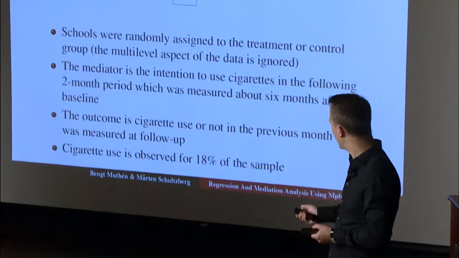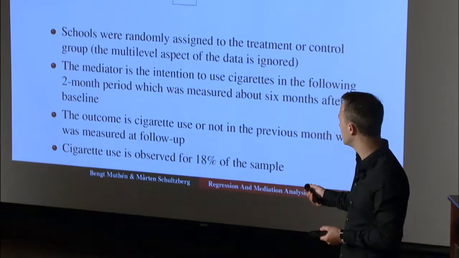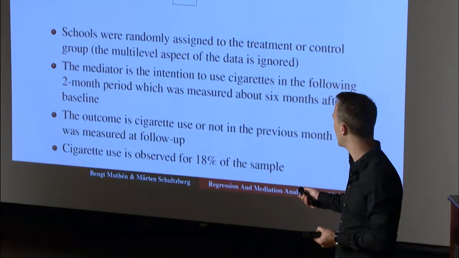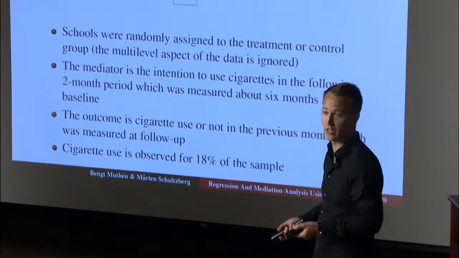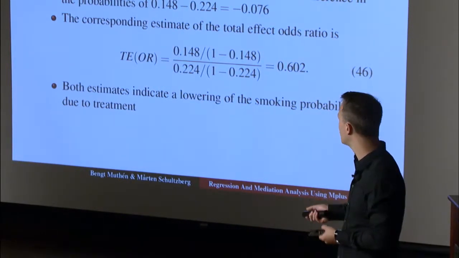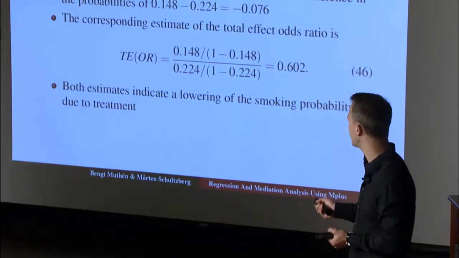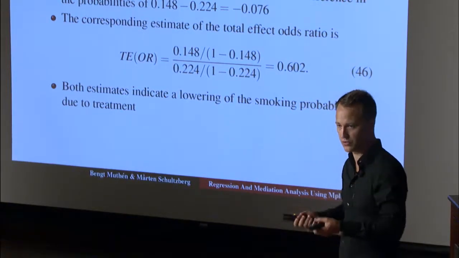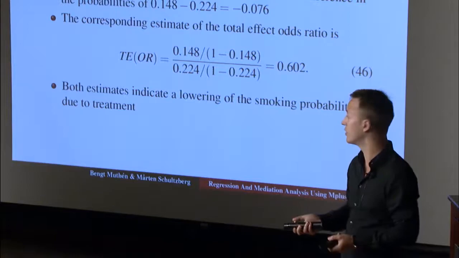I just want to say here that since this is now a binary variable, we can no longer just take the product of these two, like Bengt said. We can no longer take just gamma 1 times beta 1. So what should we do in Mplus to not make that mistake? First of all, the total effect, as Bengt showed, can be computed even without doing any mediation analysis. That would just be the difference of the proportion of smokers or cigarette users in the treated group and in the non-treated group.